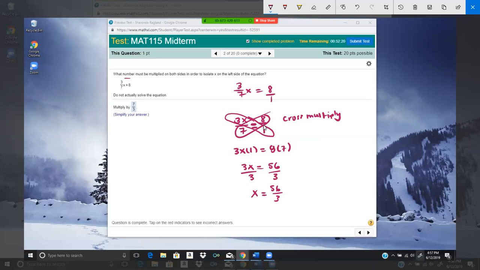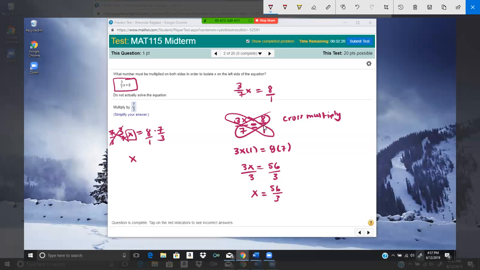So in this case, if we have 3/7 x is equal to 8, to get the x by itself, you would just multiply by the reciprocal. So multiply by 7 over 3. And that will eliminate that. So that's all they're asking you to do. But if you actually had to solve it, you can do it this way by multiplying both sides by the reciprocal, and you'll get the same thing, 56 over 3.